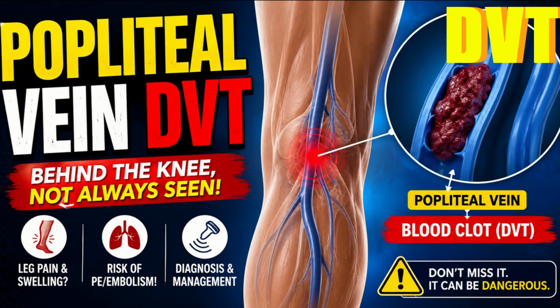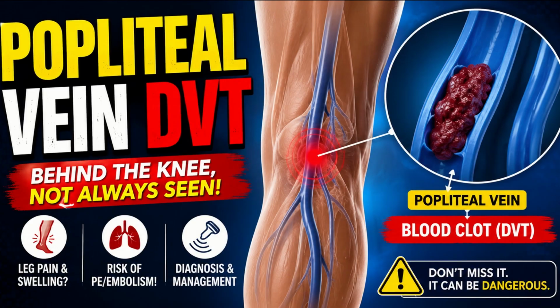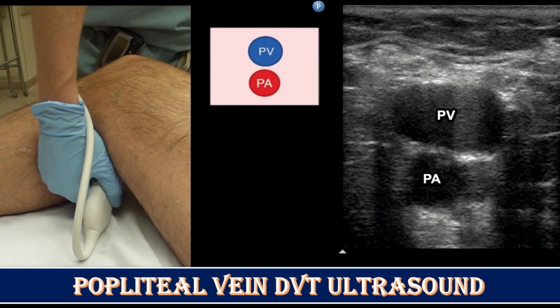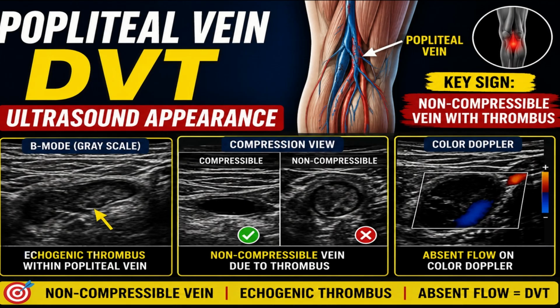In this video, we will discuss the ultrasound appearance of popliteal vein DVT and the key findings that help make the diagnosis. In fact, non-compressible vein with a thrombus is the key diagnostic sign. On B mode or grayscale, we find echogenic thrombus within the popliteal vein. And on compression view, we find non-compressible vein due to thrombus. And there is absent flow on the color Doppler.